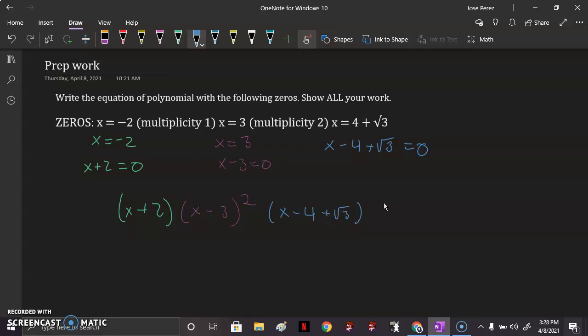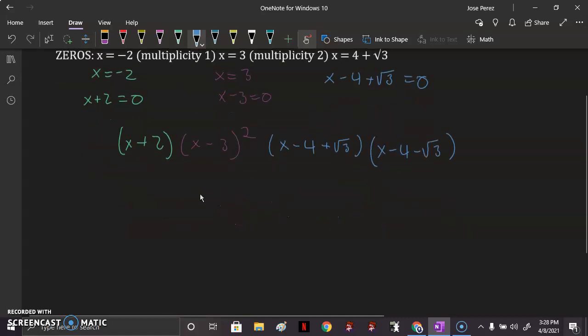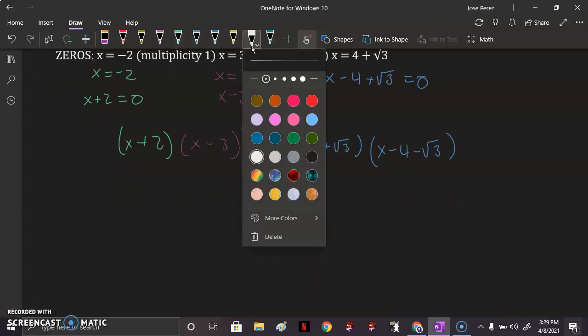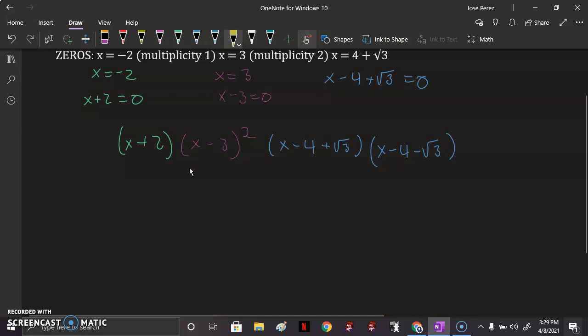And the special thing about it is that they're irrational conjugates. So whenever we have a plus square root of 3, we would have x minus 4 minus the square root of 3, because it's the conjugate rule. And let us get started then. Now we're going to multiply all these together to get a really awesome thing. First of all, we're going to do the x minus 3 one first, because it's the simplest.